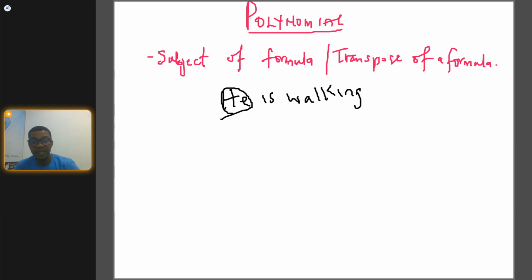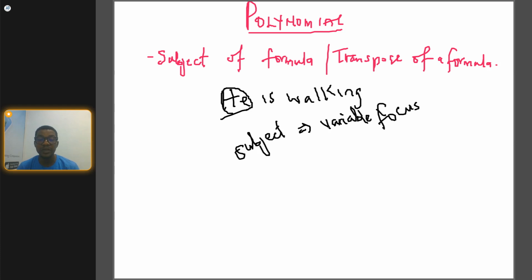Now let's come back to mathematics, okay? Now I said subject in mathematics means the variable of focus. The variable of what? Focus. And when I say something is a variable of focus, I mean the variable that we concentrate on, the variable that we put all our mind on. The variable that we focus on is called the variable of focus.